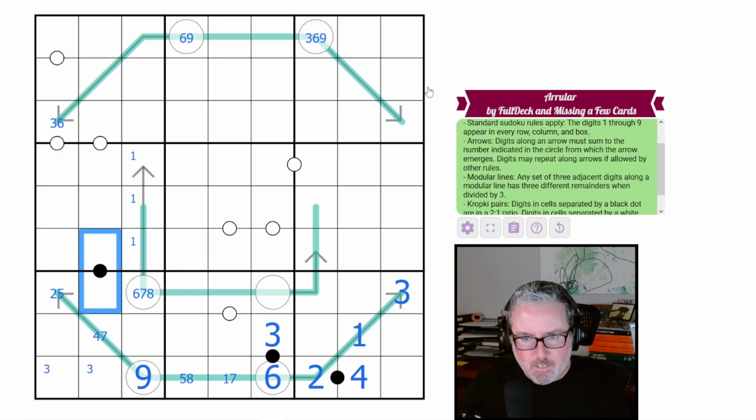Any of these Kropkis? I don't think so. Can this guy be reduced any? I don't think so, because again, we still have the same situation where it could be a 1, 2 to make 3. It would just be in a particular order. I'm sure there's ways to make 6 work. And the 9 will probably work as well.